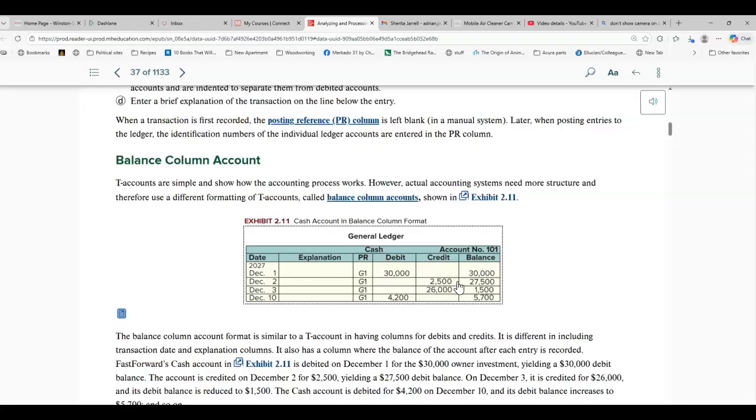We have a $2,500 transaction that reduces cash where we bought some supplies. There's my new balance. Debits increase it. Credits decrease the balance. Here we bought equipment for $26,000, decreasing my balance to only $1,500 at this point. And then I performed some services and collected $4,200 immediately, and my new balance is $5,700. Please learn how to do this. I've posted some videos in Canvas to help you along with learning how to record journal entries and post to the ledger.